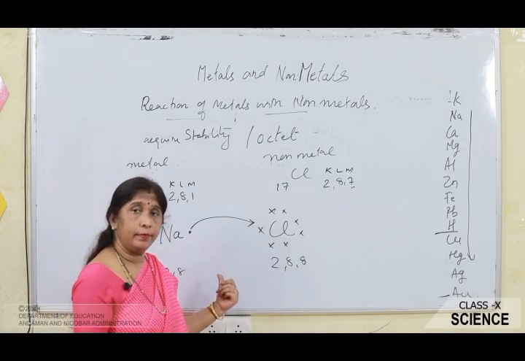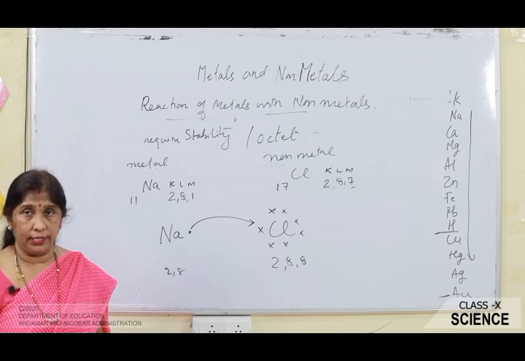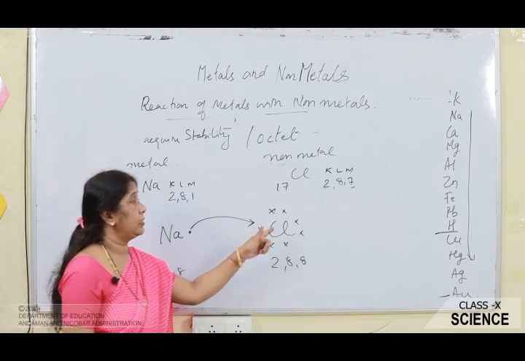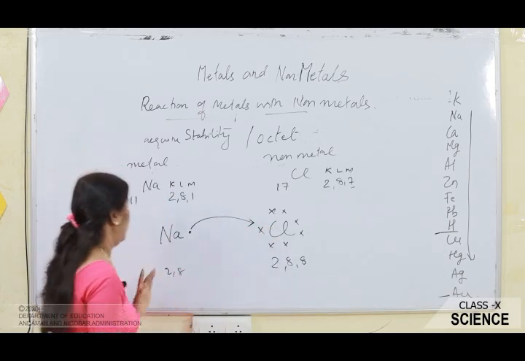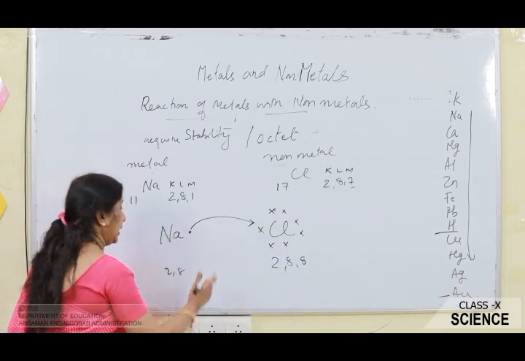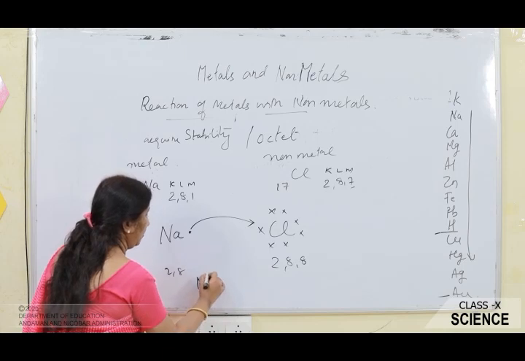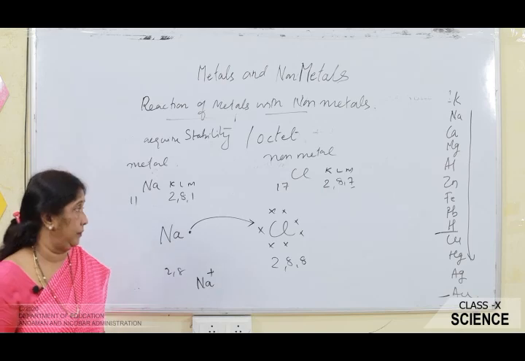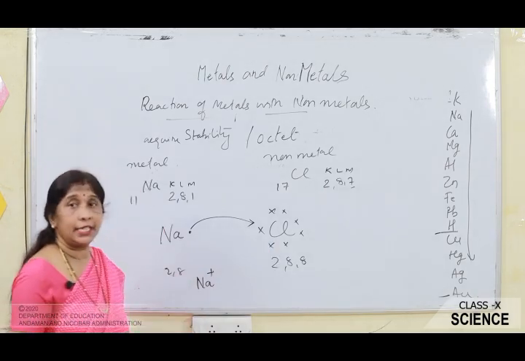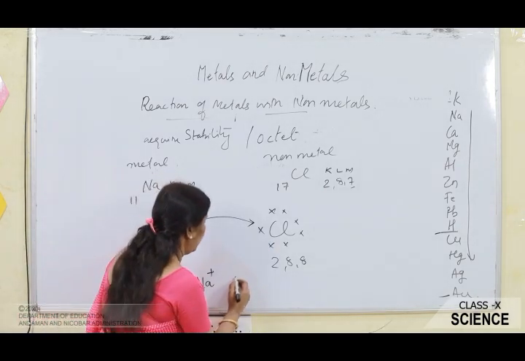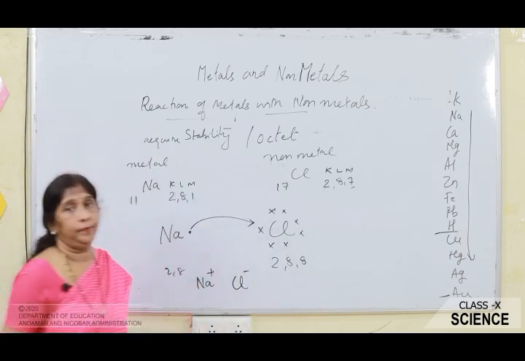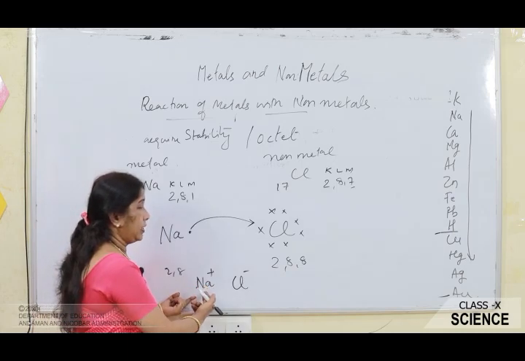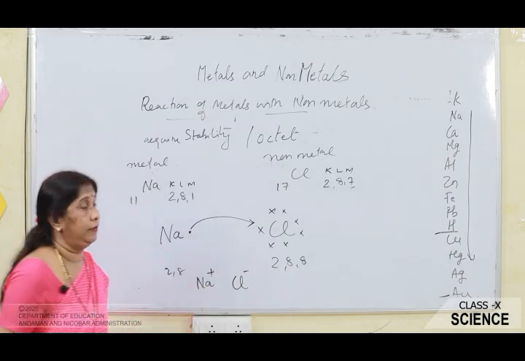How did it happen? By the transfer of electron. Sodium loses 1 electron, whereas chlorine gains 1 electron. Because sodium loses 1 electron, it will become Na+. It will form a cation. Whereas chlorine, since it has gained 1 electron, will form a Cl- ion, right. This is a cation, a positive ion, and this is an anion, which is a negative ion.